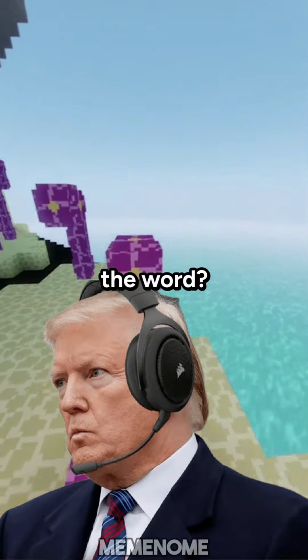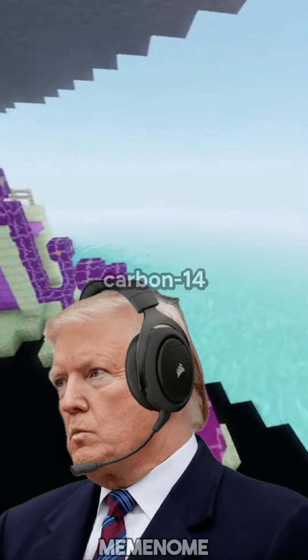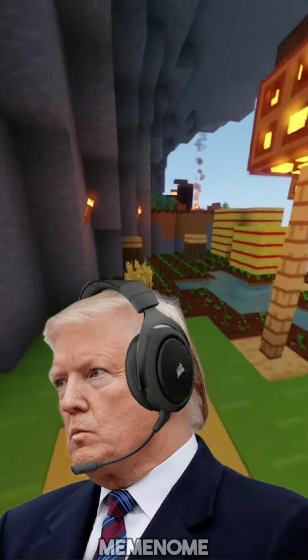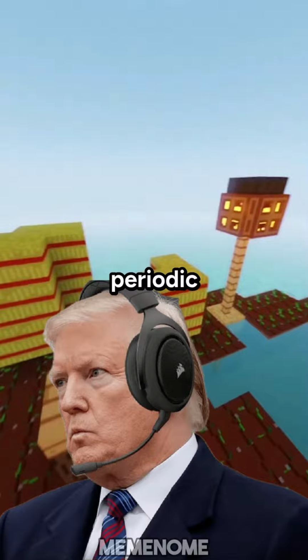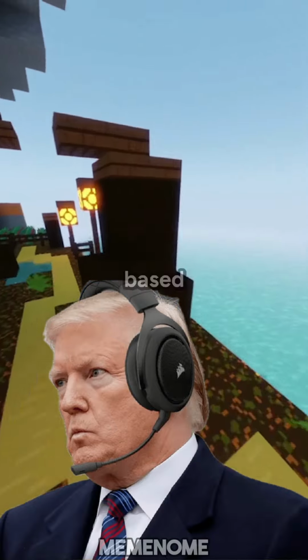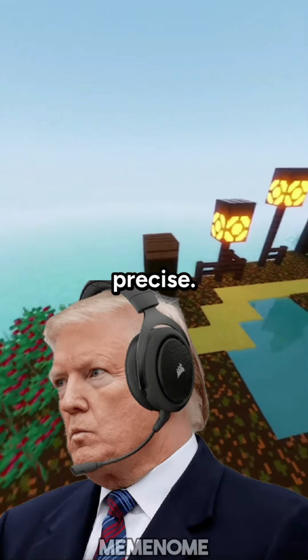Next, isotopes. Ever heard the word? Same element, different number of neutrons. Carbon 12, carbon 14, same carbon, different weights. So what does the average atomic mass on the periodic table mean? It's the weighted average of all the isotopes based on how common they are. Pretty smart, right? Very precise.